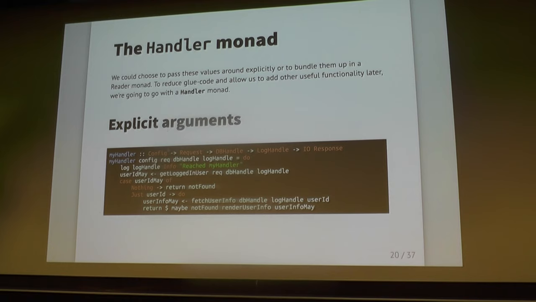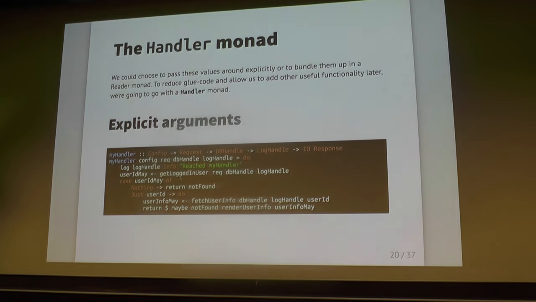One way is to be very explicit. So we have our handlers and we just pass these things along as explicit arguments. So if we have a sub-handler here, then we pass those values along. In this case, it needs the request and the database handle and the log handle. Here we fetch some user information, it doesn't need the request apparently, and so on. So that's fine, it will work, but it gets tedious and awkward, and if you want to add more of these or change them, then you have to change a lot of stuff all over the place, so that gets a bit annoying. The other alternative is we can create a reader monad.